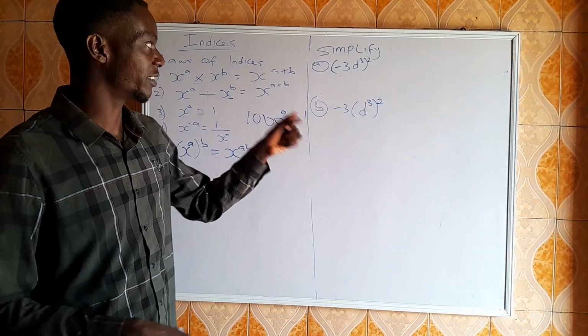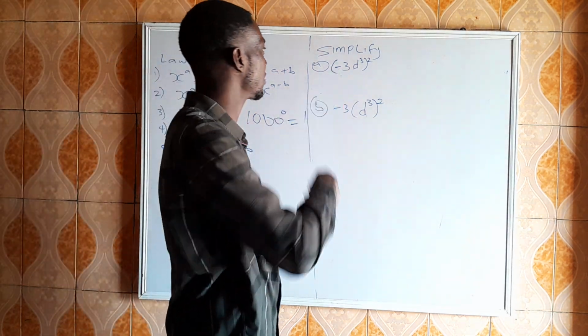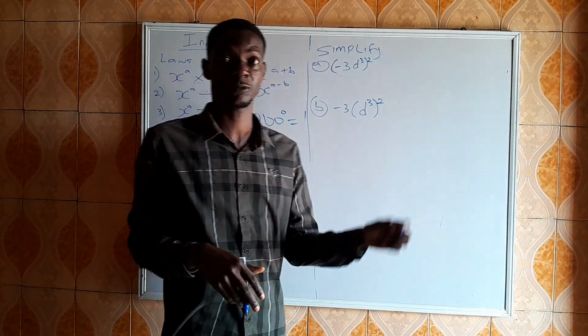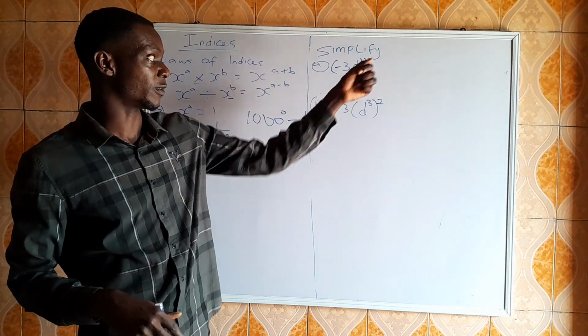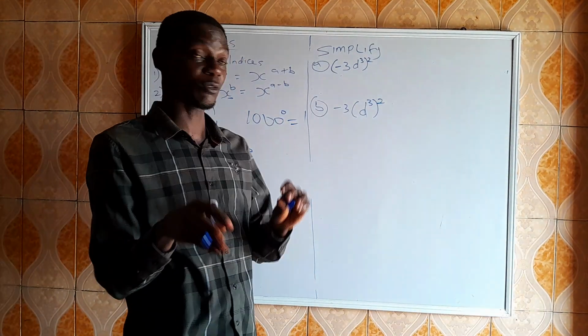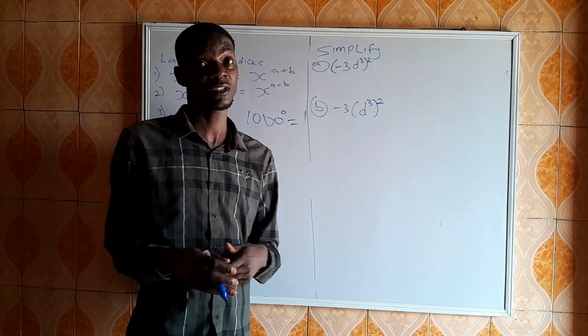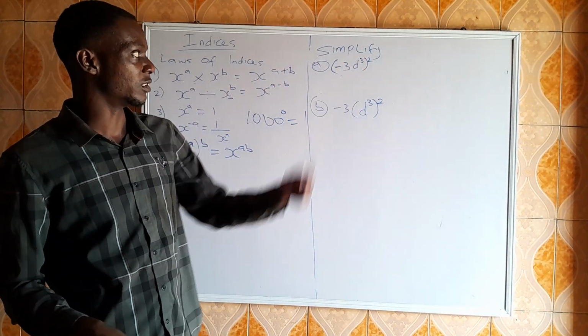Okay, let's share this out. Simplify (-3d^3)^2. Then close bracket raised power 2. Now, if you share these two questions, you will notice from afar they are kind of similar, but they are different. Now, let's start with this.